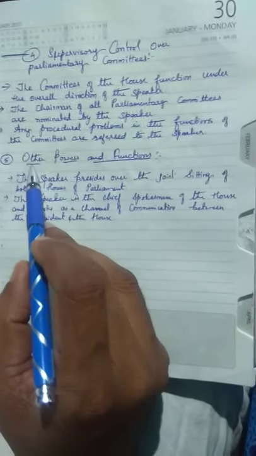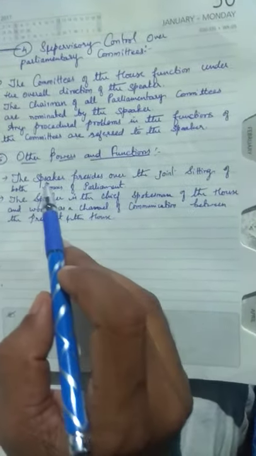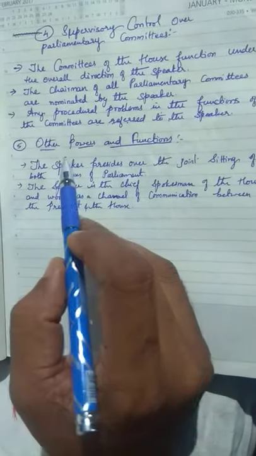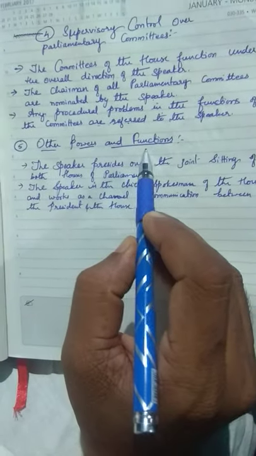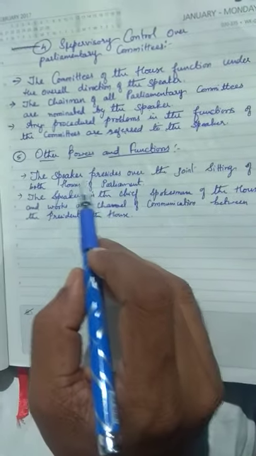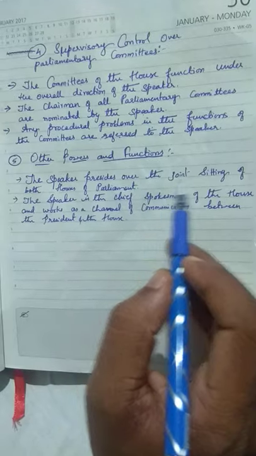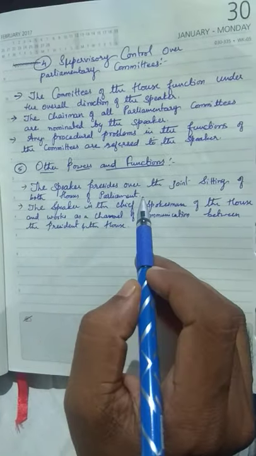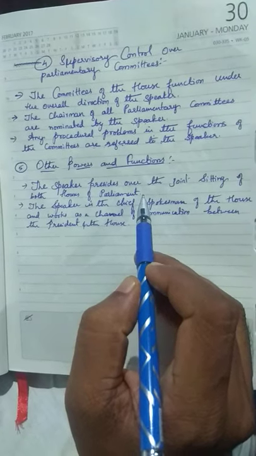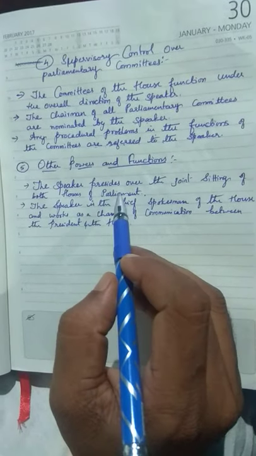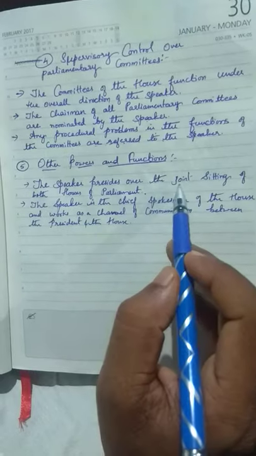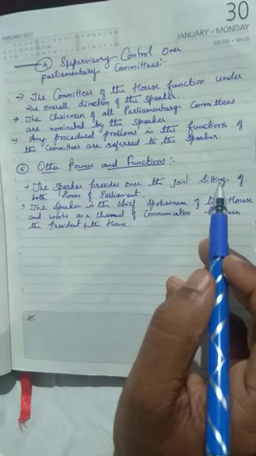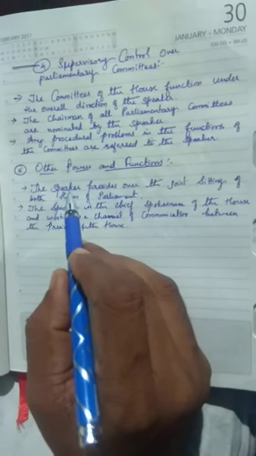And the last one, other powers and functions. Other than all parliamentary, supervisory, administrative, disciplinary functions, speaker also has certain other functions. The speaker presides over the joint sitting of both the houses of the parliament. Whenever the Rajya Sabha and Lok Sabha have a joint sitting, then Speaker of the Lok Sabha will preside over the meetings.